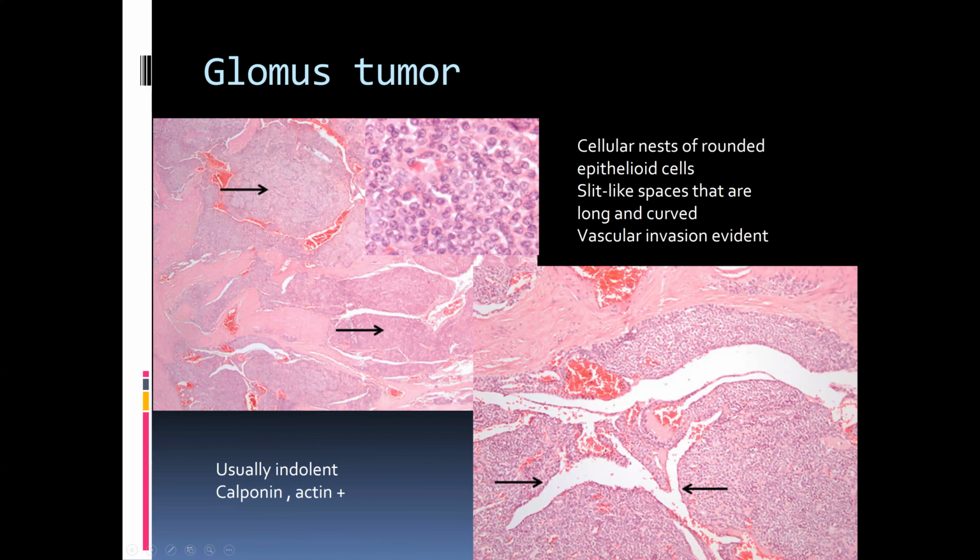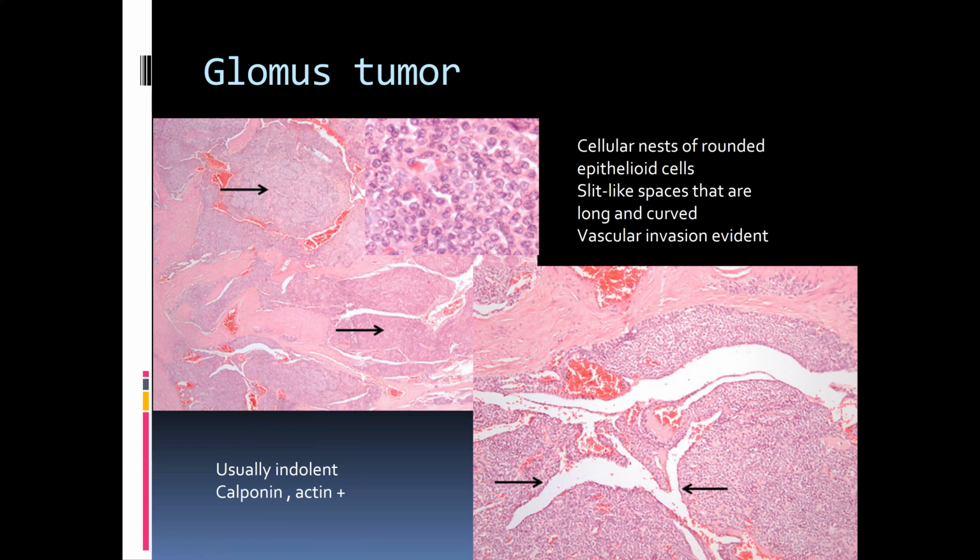Now, of interest is the fact that although these tumors tend to have vascular invasion, they tend to have a very indolent behavior. So do your calponin, actin stains, and so forth, and make sure you rule that out in something that doesn't have a typical GI stromal tumor appearance and maybe has these slit-like spaces.